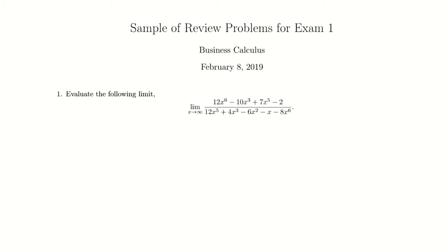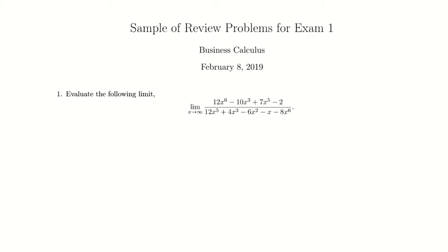These are some sample review problems for exam 1. First, evaluate the limit as x goes to infinity of 12x to the 6 minus 10x cubed plus 7x to the 5th minus 2, over 12x to the 5th plus 4x to the 3rd minus 6x squared minus x minus 8x to the 6th. First, we'd try to plug in the limit.